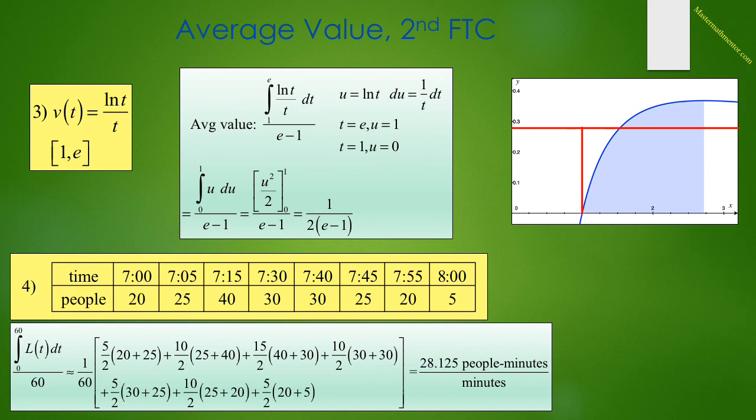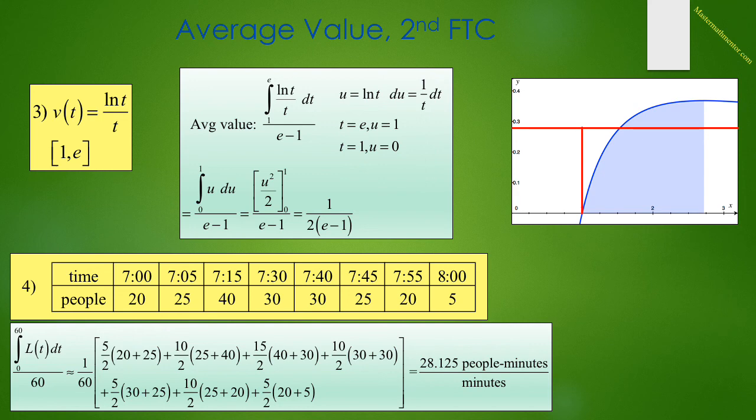And that will be, by the trapezoidal rule, 1/60th times quantity, 5/2 times 20 plus 25, plus 10 over 2, 25 plus 40, plus 15 over 2, 40 plus 30, plus 10 over 2, 30 plus 30, plus 5 over 2, 30 plus 25, plus 10 over 2, 25 plus 20, and finally plus 5 over 2, 20 plus 5. That gives 28.125, and that will be measured in people minutes.